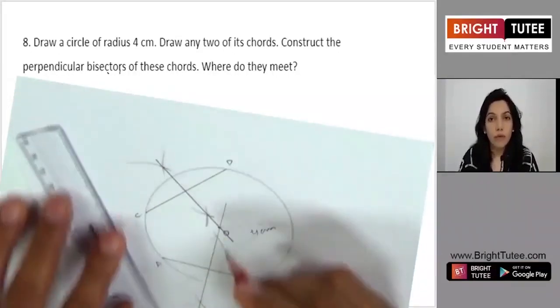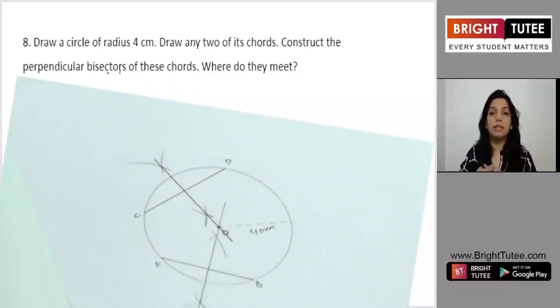So what we have observed working out question number 6, 7 and now 8, is that the perpendicular bisectors of the chords drawn in a circle will always intersect each other at point O, that is the center of the circle. Clear? All the perpendicular bisectors of the chords in a circle intersect, or we can say meet, at the center point of the circle.